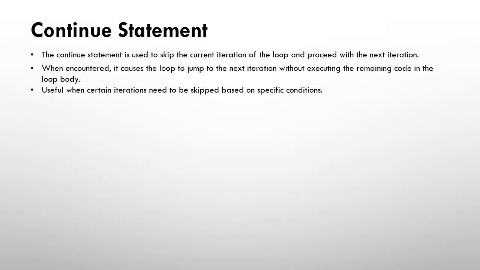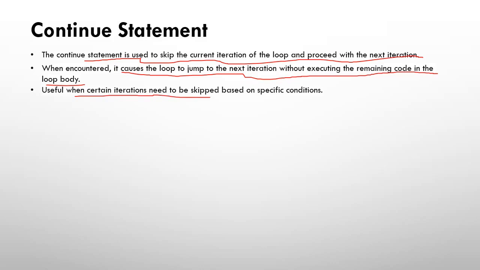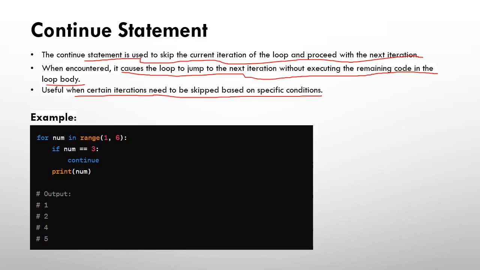Coming to the continue statement. The continue statement is used to skip the current iteration of the loop and proceed with the next iteration. When encountered, it causes the loop to jump to the next iteration without executing the remaining code in the loop body. Useful when certain iterations need to be skipped based on specific conditions. Let's see an example of the continue statement.